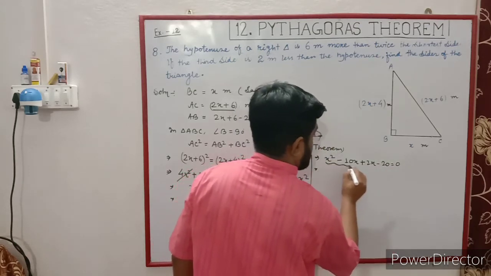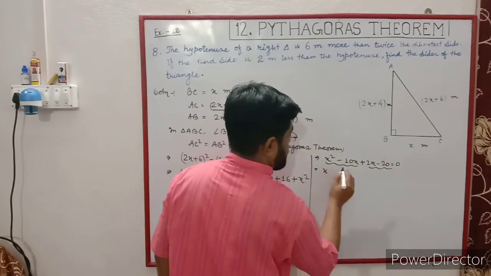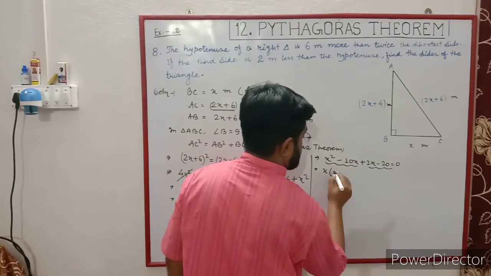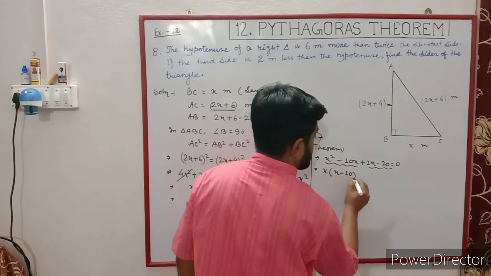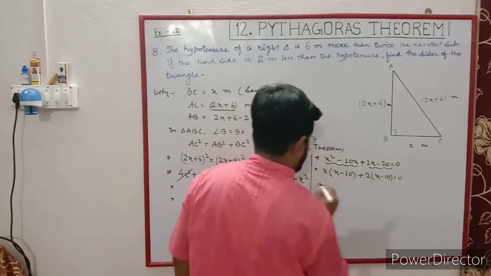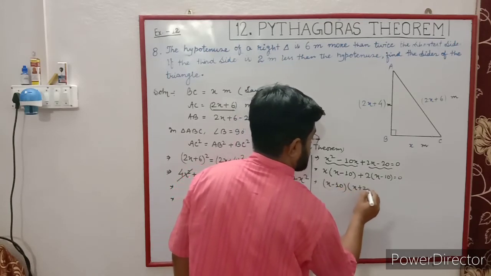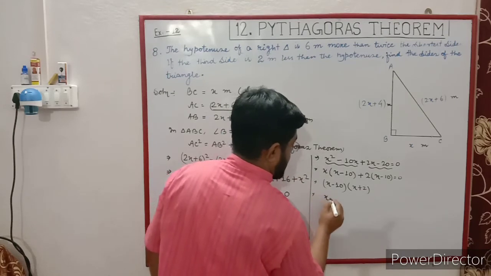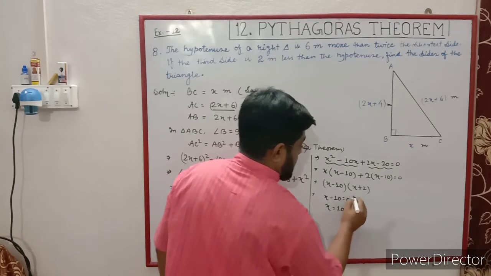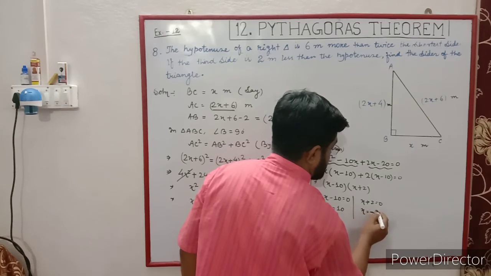Now make a pair. x will be common from the first group, so x minus 10. From the second, 2 will be common, so x minus 10. Now x minus 10 will be common, so x plus 2 times x minus 10 is equal to 0. So x minus 10 is equal to 0, so x is equal to 10. The second, x plus 2 is equal to 0, so x is equal to minus 2.